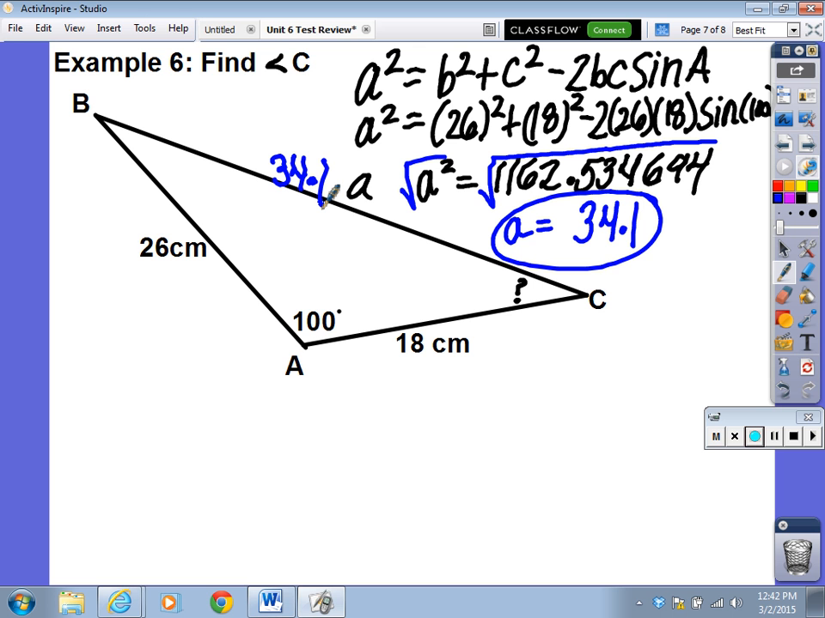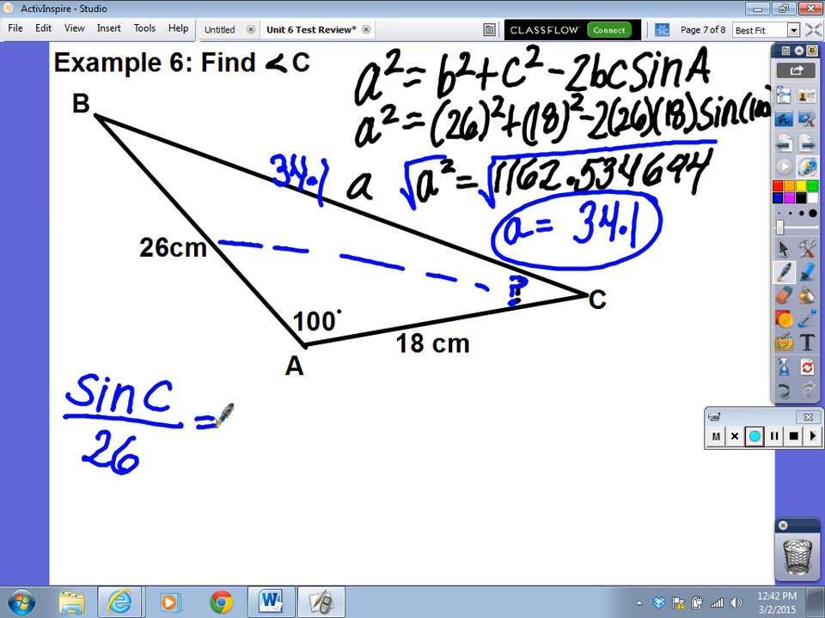But is that what I'm actually looking for? No. We found side A, but we need to find angle C. Because we found side A, we can now use our law of sines. So let's set up our law of sines: sine of C over the side that corresponds to C, so over 26, is equal to sine of 100 over the side that corresponds to it, which we just found was 34.1.